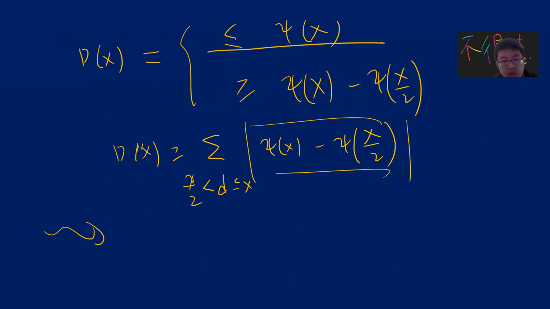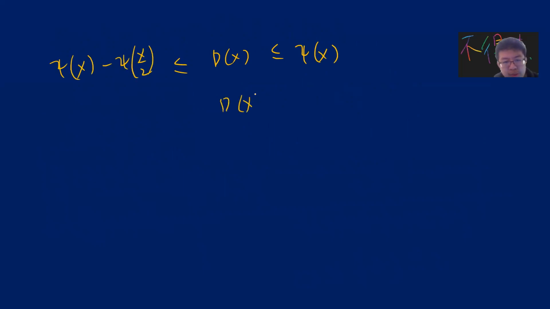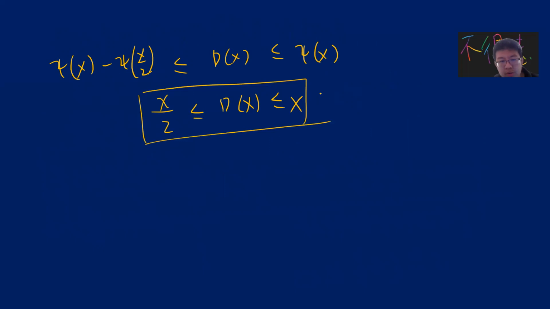Okay, so now what we got is this. Let me just write down. d of x is less or equal to psi of x, which is greater or equal to psi of x minus psi of x divided by 2. And remember that we just proved that d of x is less or equal to x, and that d is greater or equal to x divided by 2, using our previous results.